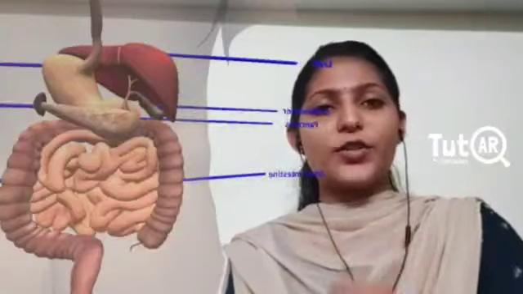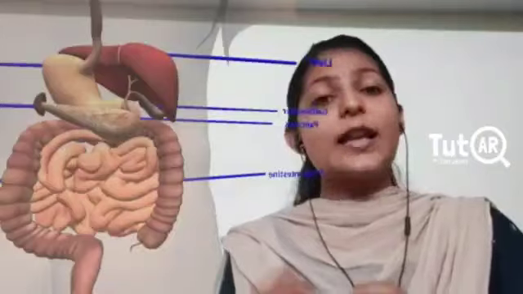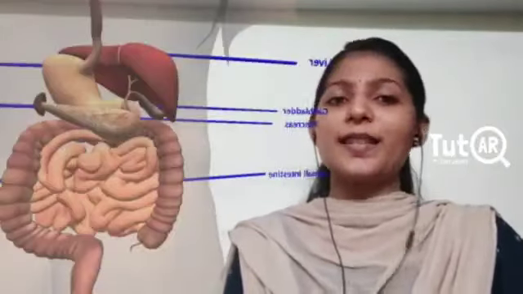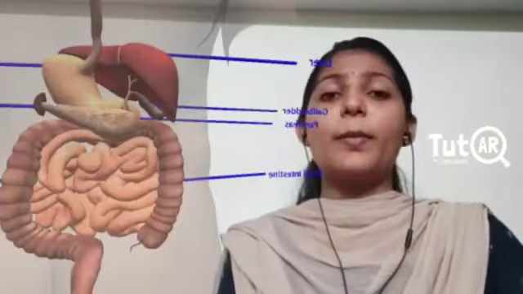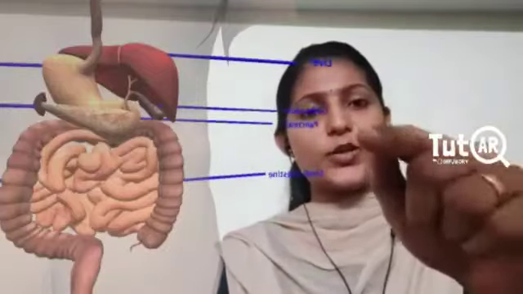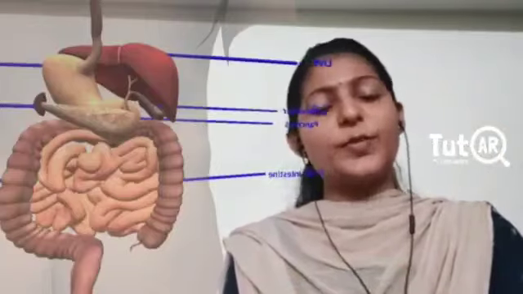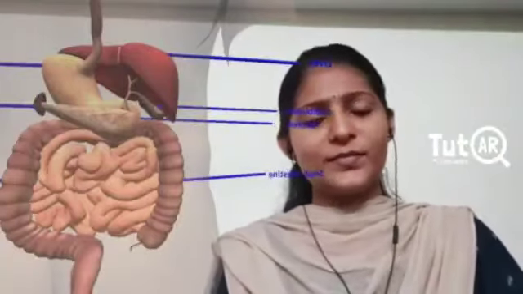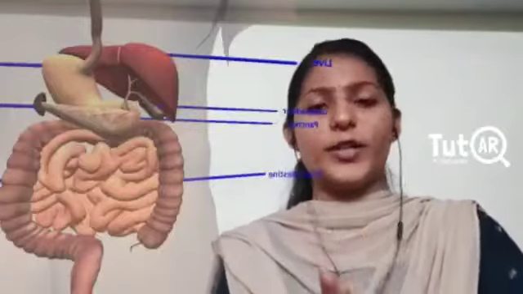Now, this pancreatic juice contains trypsin and lipase, two enzymes. Trypsin is meant for complete protein digestion and lipase is meant for fat digestion. From the liver, the bile juice is secreted into the small intestine, and this bile juice creates the alkaline medium for trypsin and the other enzymes to work in the small intestine. That's why we say the complete digestion happens in the small intestine.